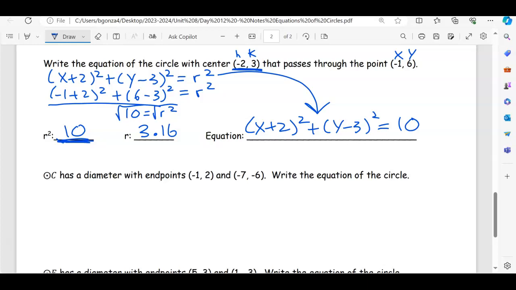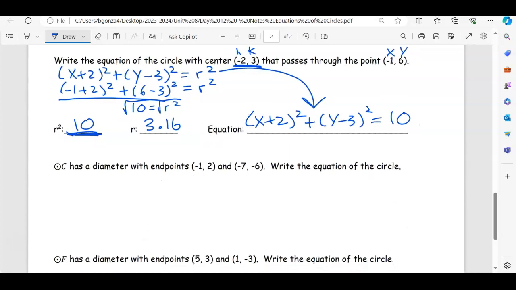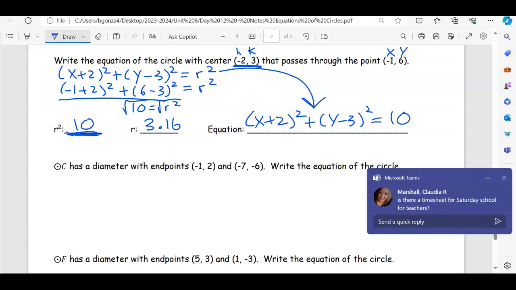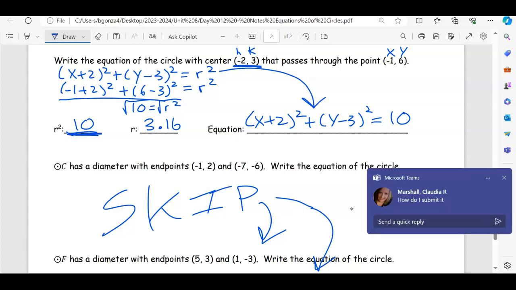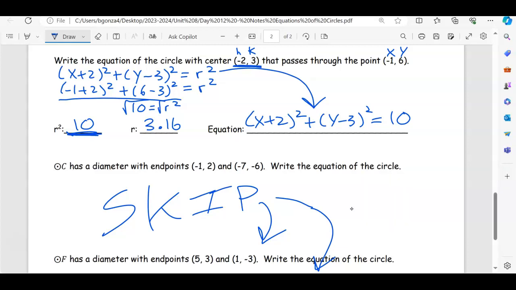Okay. So the last two are a different type of problem. We're going to skip the last two, this one and this one. You could do it using midpoint. I'm not going to expect you to do it on the test, so that's going to be it.